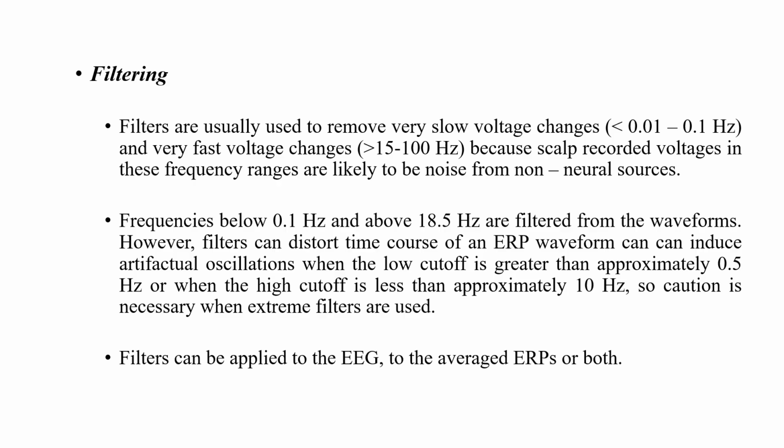They are removed, but there is also a trade-off: filters can sometimes distort the time course of an ERP waveform and can induce artifactual oscillations when the low cutoff is greater than approximately 0.5 Hz, or when the high cutoff is less than approximately 10 Hz. So obviously ERP researchers, when they are analyzing this data, have to be extremely careful when these filters are being utilized. Filters can be applied to EEG data, and they can also be applied to averaged ERPs, or sometimes at both steps.